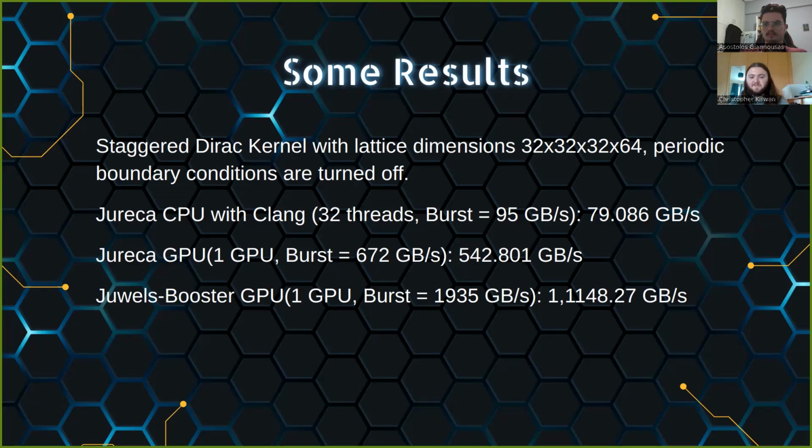And then just for fun, I've also included the results on the Ewell's booster, which is just a bunch of AMD A100 GPUs, and our theoretical performance is much higher, and we've reached a sustained level of about 1,100 gigabits per second.